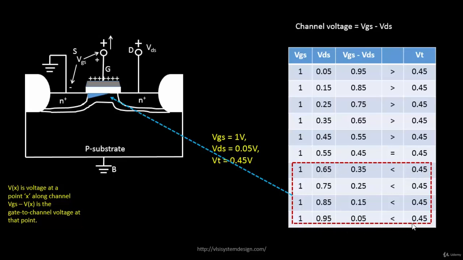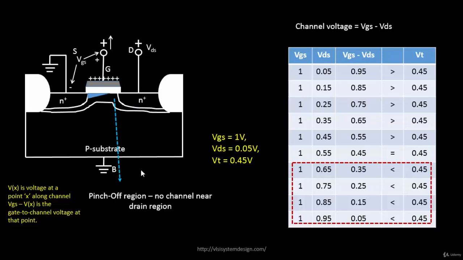And this condition means that you will not see any channel present over here. As a result, in the area near the drain, your channel just vanishes, it disappears. So there is no channel near the drain area, but there is some channel present in the source area, and this condition is referred to as the saturation region. Saturation, or a pinch-off condition, happens whenever VGS minus VDS is less than or equal to VT, and this is the condition when your MOSFET saturates. Basically it can't do anything from this point.